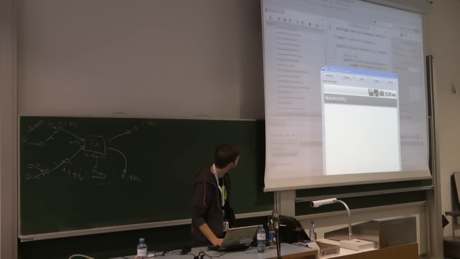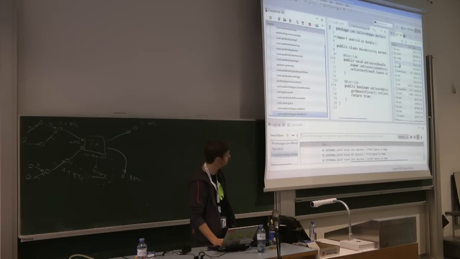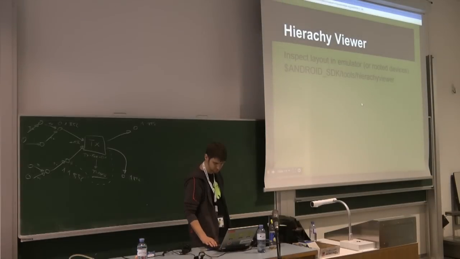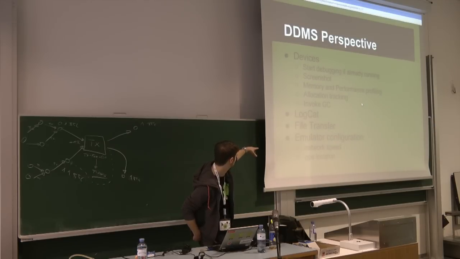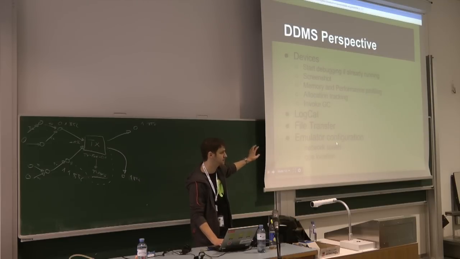So that's the basics. You can also transfer files from the device to your local computer or back, if you want to examine some files on the device. You can download them. I think those are the most important tools: debugging, profiling, logcat, file transfer. And there's another view where you can change the emulator. You can change the network speed, maybe you want to try your app like you would use it on a very slow internet connection, or fake the location of the device, so you can change the location to another town.